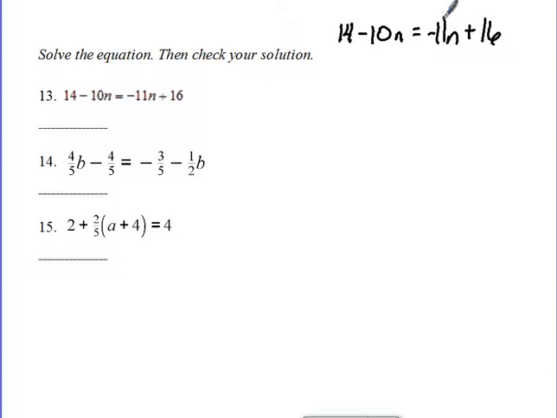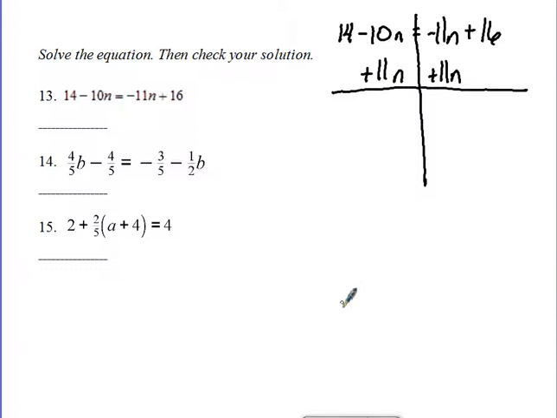Here I have negative 11 n's. How would I make negative 11 n's become 0 n? I would just have to add 11 n's to it. And if I add something to one side of an equal sign, it's no longer equal unless I add the same amount to the other side of the equal sign.